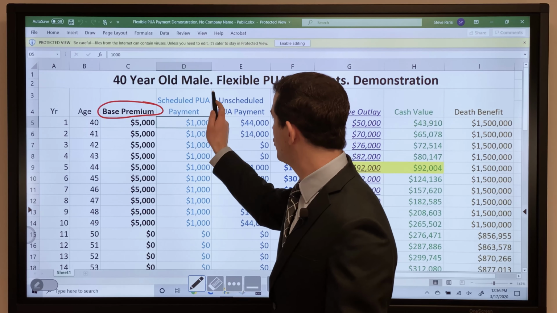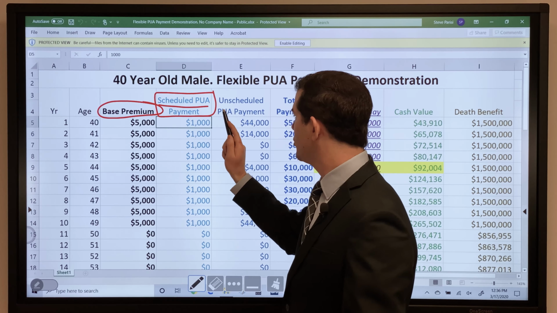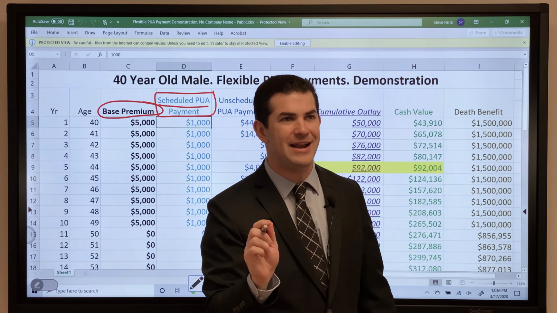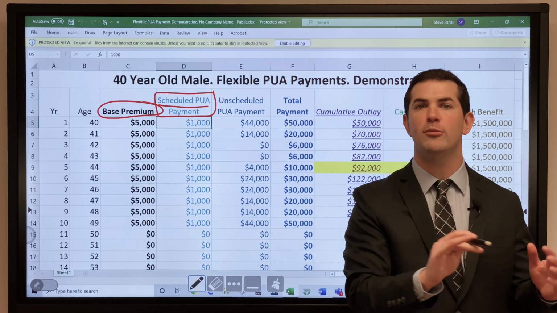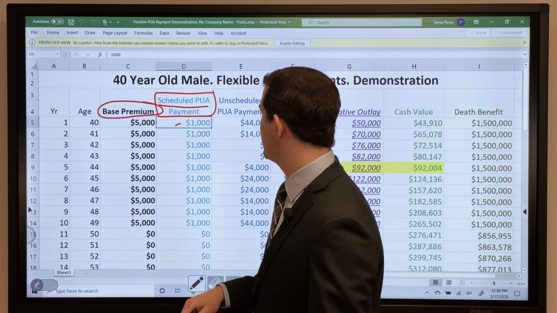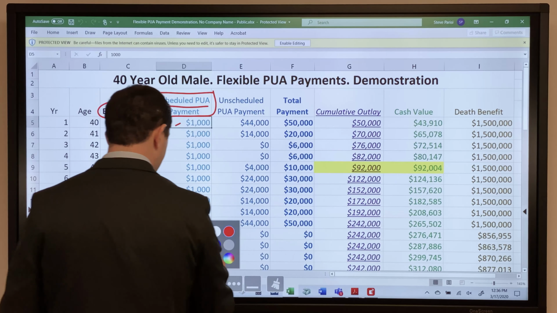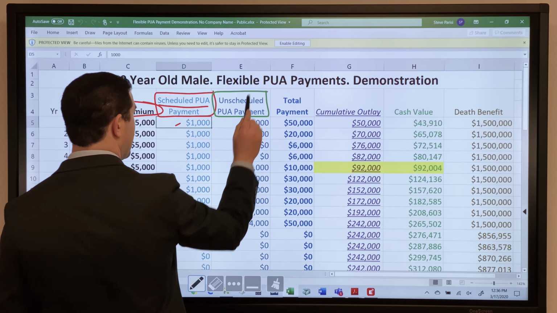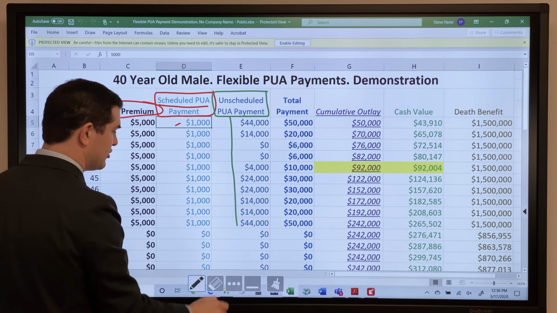We have a scheduled PUA payment. So what's important to note here, we have $1,000 going into the scheduled PUA payment. A portion of that does include our term insurance rider. So we've got a term rider attached. A few $100s is pulled out of that to satisfy the term expense. Then we've got the optional part, the unscheduled PUA payments. So this is adding additional funds into the policy at discretion.